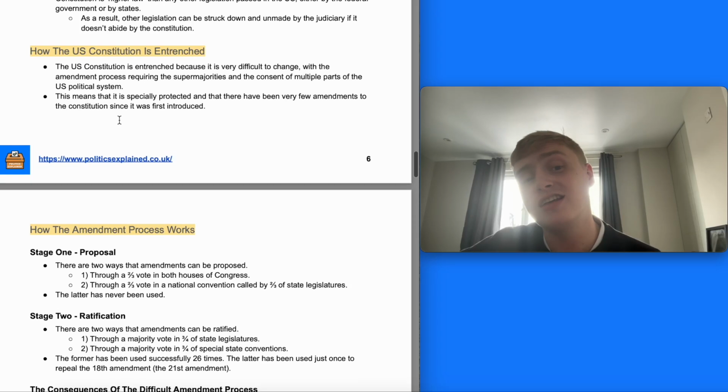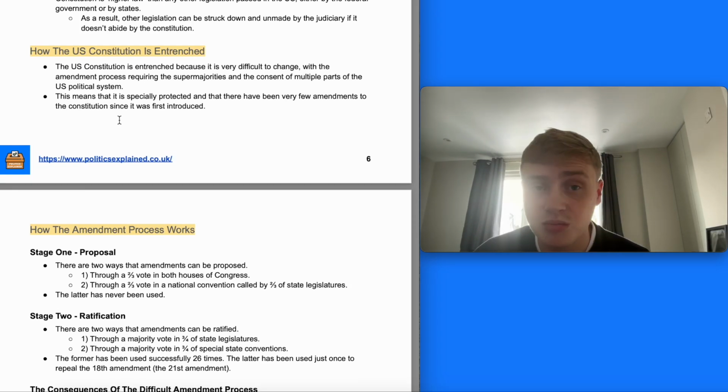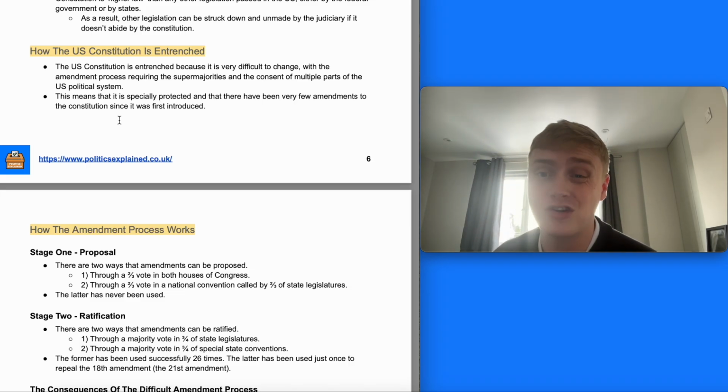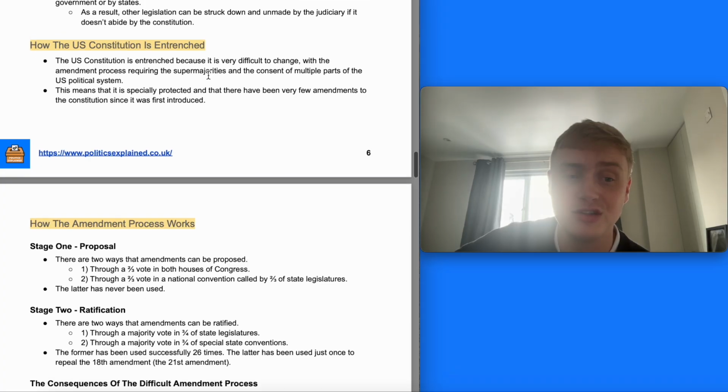The US Constitution is entrenched because it's very difficult to change, with the amendment process requiring supermajorities and the consent of multiple parts of the US political system. This means that it's especially protected, and that there have been very few amendments to the Constitution since it was first introduced. As I said, 27 amendments, 2 of those cancel each other out, and 10 were introduced almost straight away in the Bill of Rights. So in reality, only about 15 operative amendments.